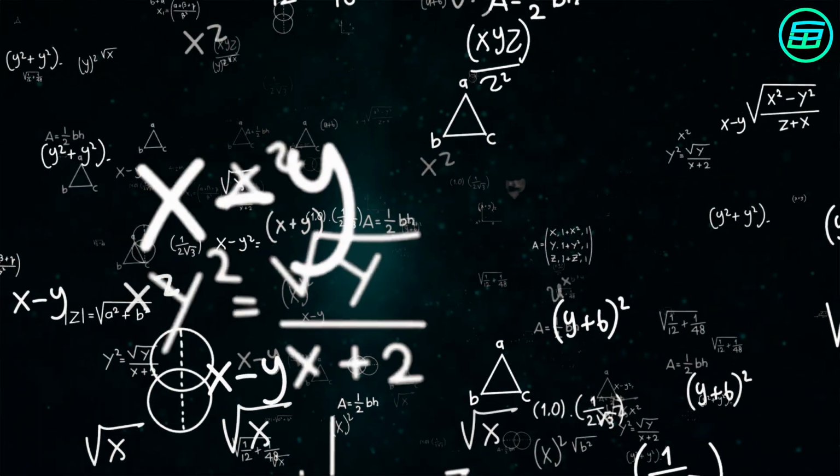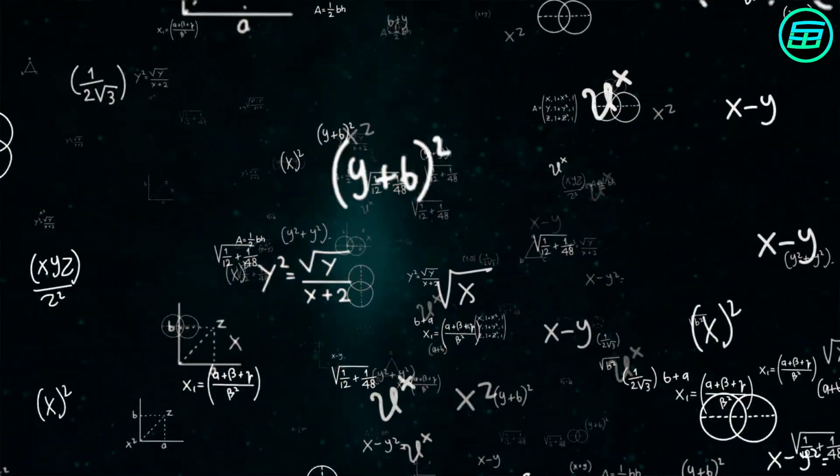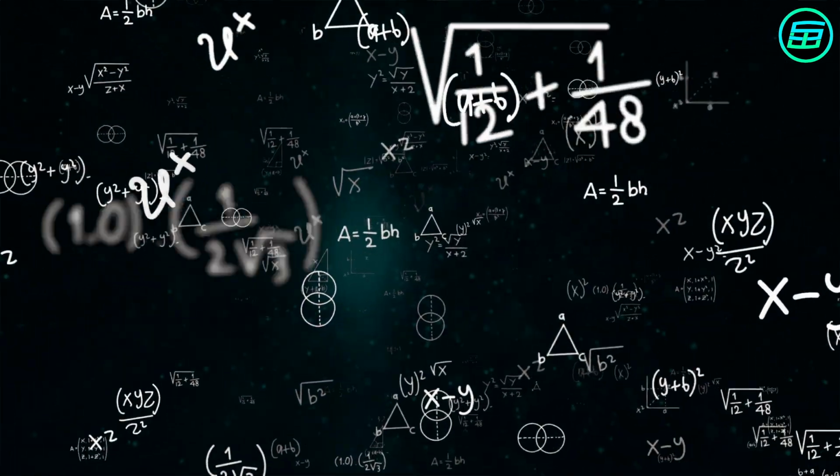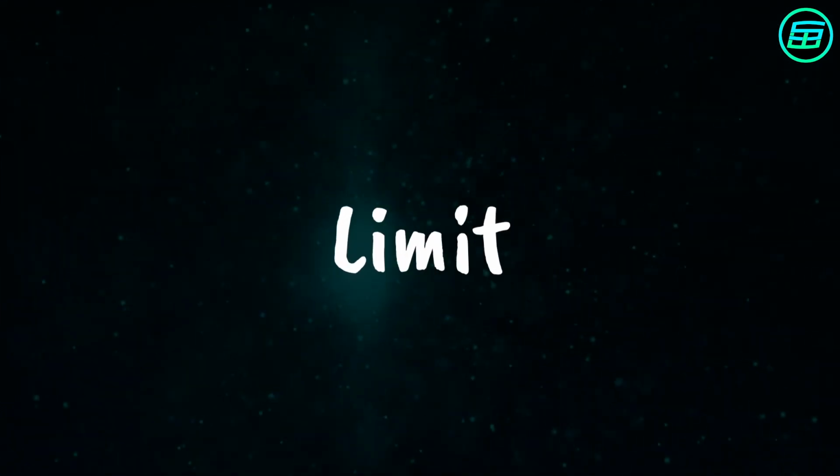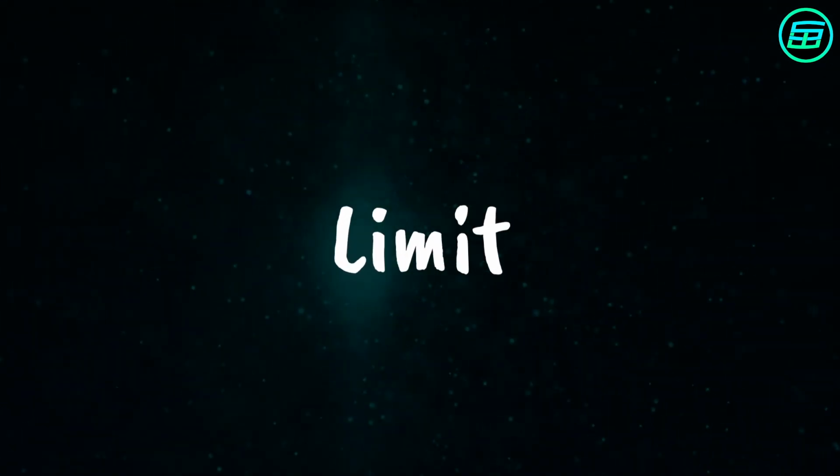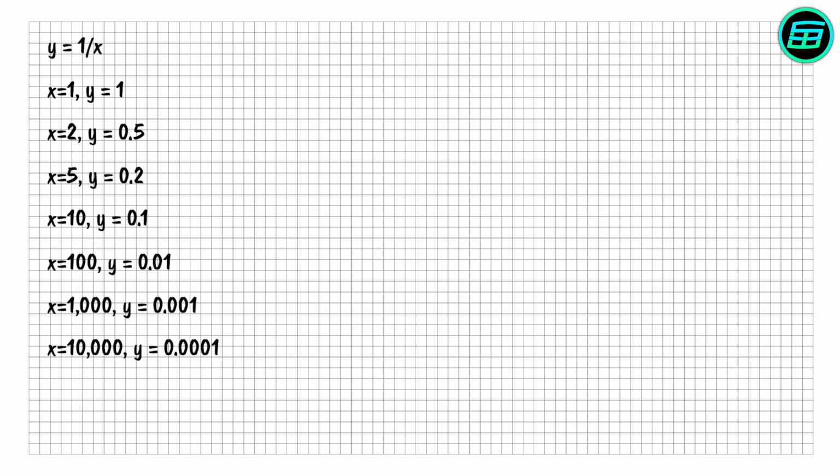So how do we deal with these kinds of equations that contain infinity? The answer is by using the concept of a limit. A limit is the result of approaching a value ever more closely. For example, let's take a look at the function y equals 1 over x and put in some increasingly large values for x. We can see that as x gets bigger and bigger, y gets smaller and smaller. In other words, as x approaches infinity, y approaches 0. We say that the limit of y is 0.